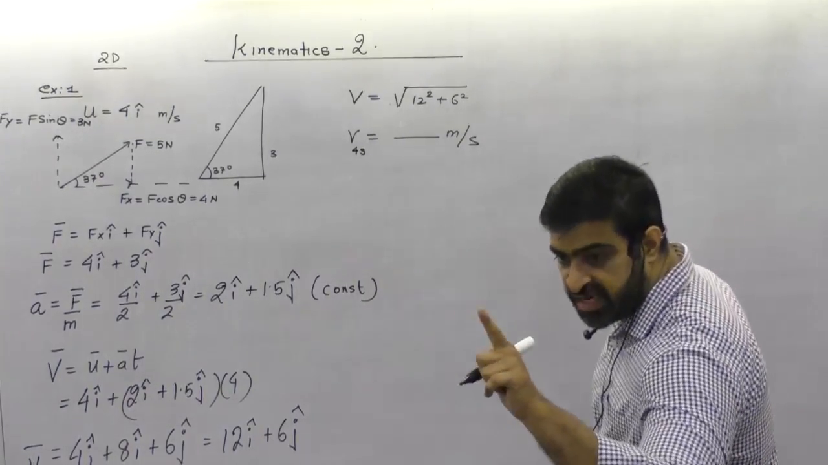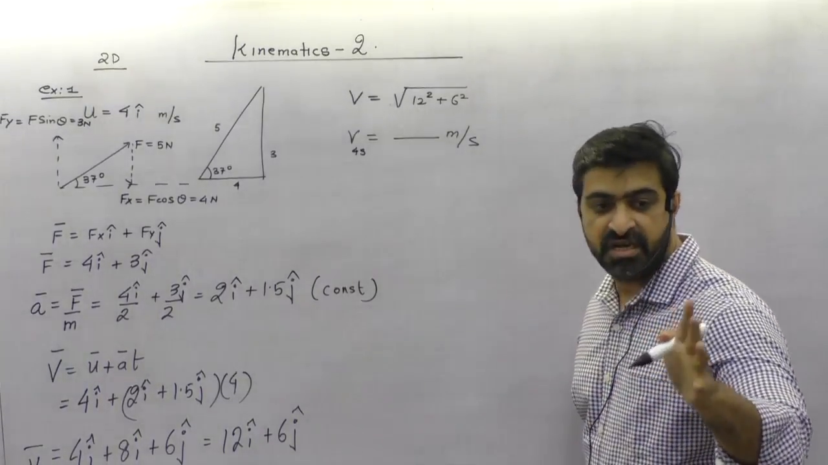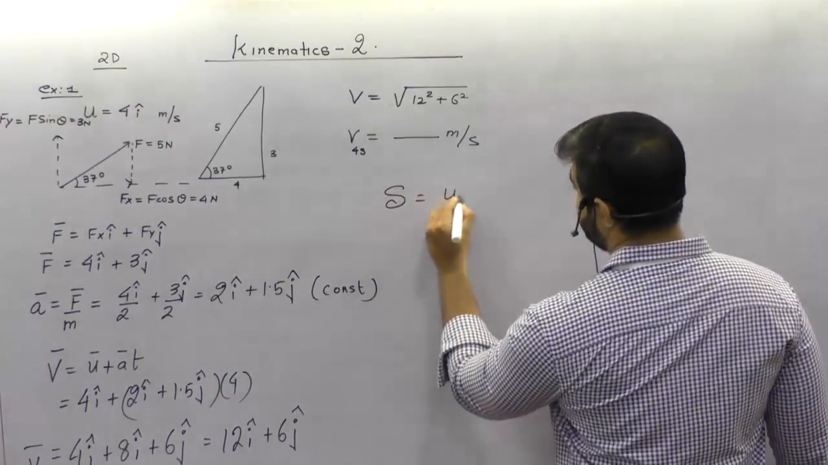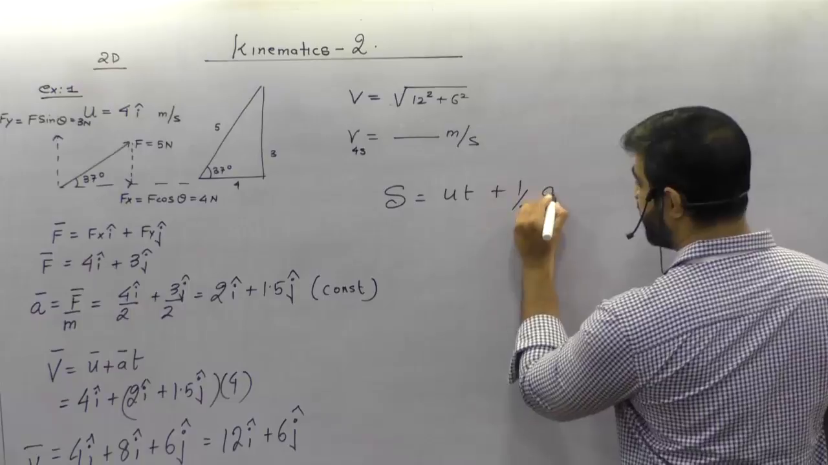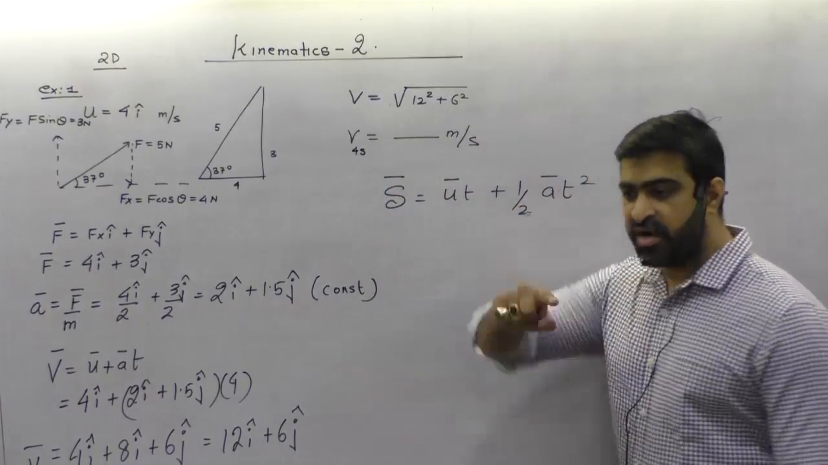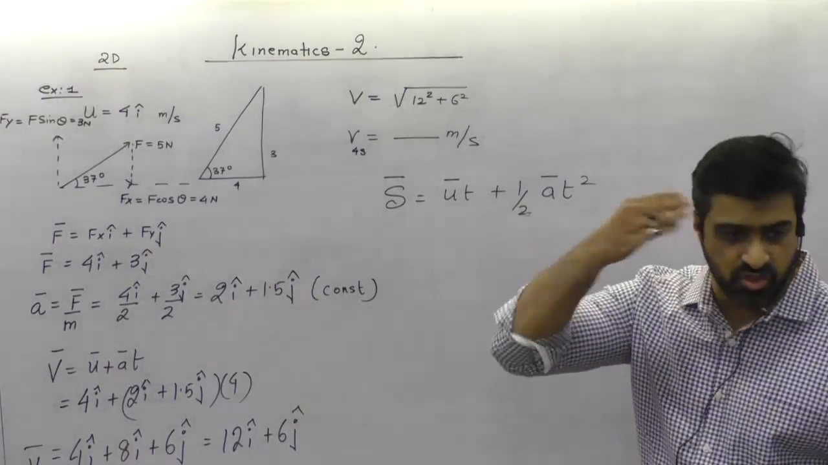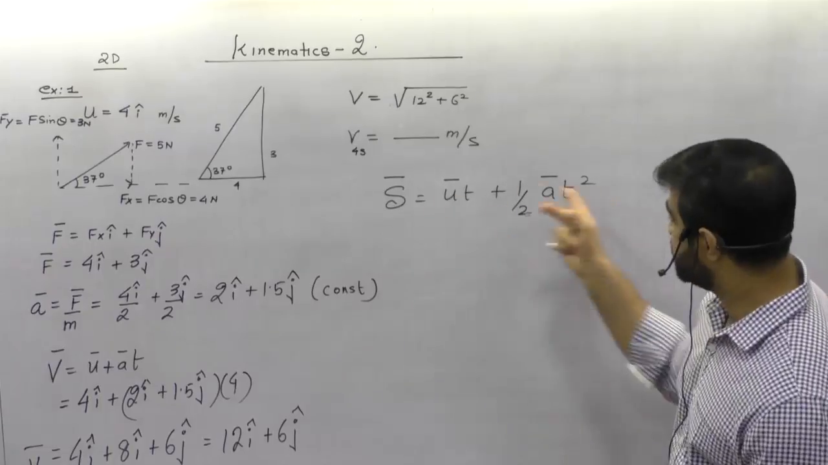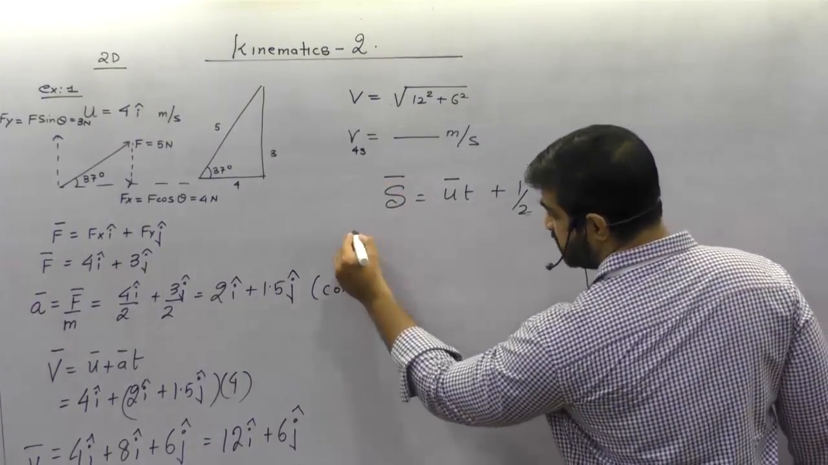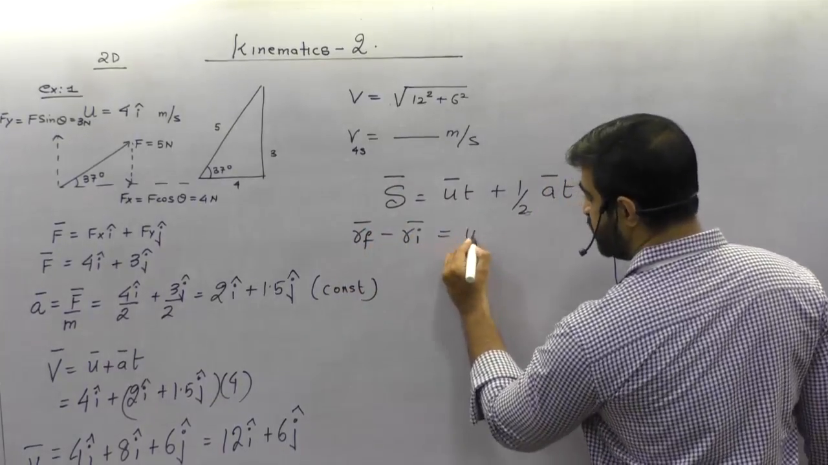They need the final coordinates at the end of 4 seconds. Final coordinates means they need RF bar. मैं एक फॉर्मूला लिखता हूँ, आपको समझेगा. S is UT plus half AT square, ये हमने पढ़ा है last time, बट bar के साथ में होना चाहिए because we are dealing with 2D. 1D था तो एक ही direction में था, तो ना i cap j cap कुछ नहीं आएगा, एक ही direction में. You assume that it is one direction, तो उधर ये सब नहीं है. सुनाओ, S bar you know last time is RF bar minus RI bar, which will be UT.